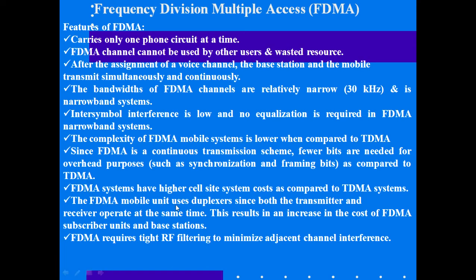FDMA mobile units use duplexers since both the transmitter and receiver operate at the same time. Once a particular frequency band is allocated to a particular mobile user, the transmission takes place continuously and simultaneously. Because of that, a duplexer is essential for the transmitter and receiver to operate at the same time. This increases the cost of FDMA, so FDMA is costlier when compared to the TDMA system. FDMA also requires tight RF filtering to minimize adjacent channel interference.